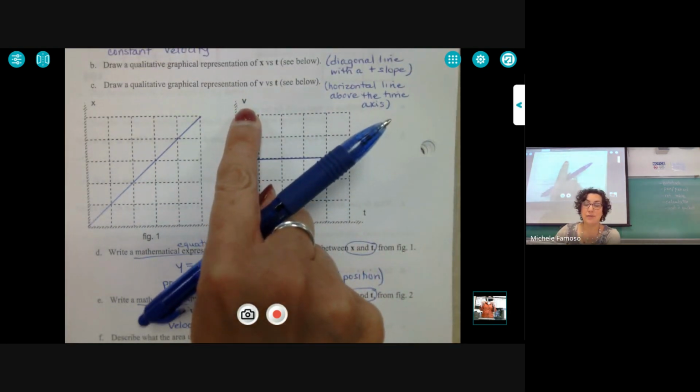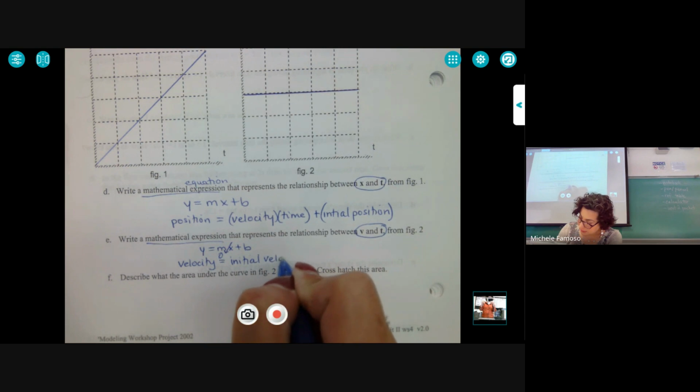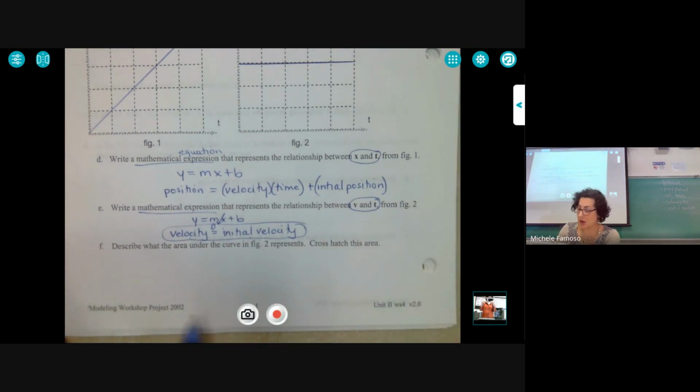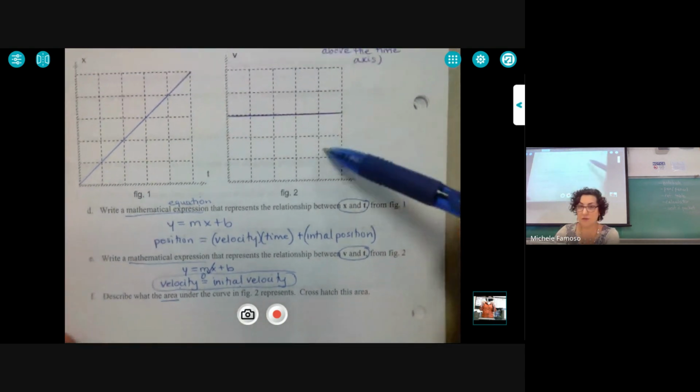Initial velocity. In other words, your velocity is constant. Your velocity at any time is equal to the initial velocity. It's not changing. All right, describe what the area under the curve here represents.